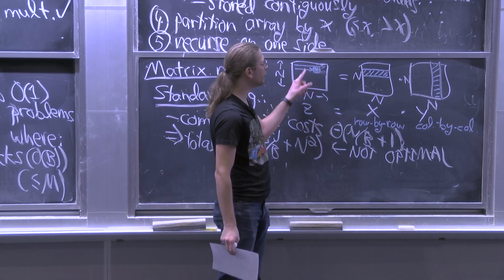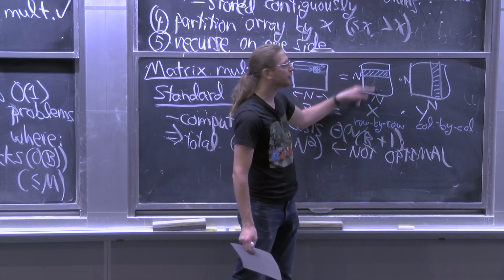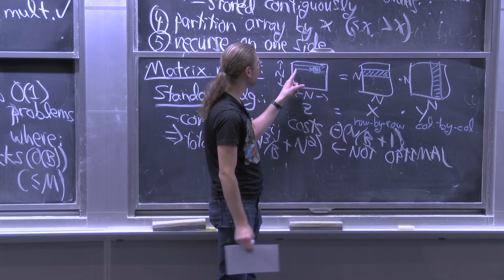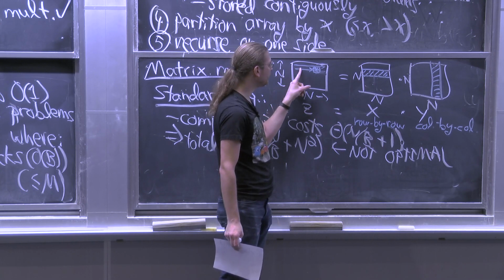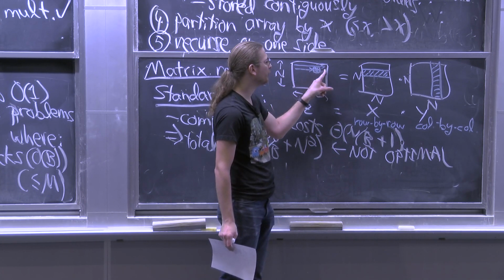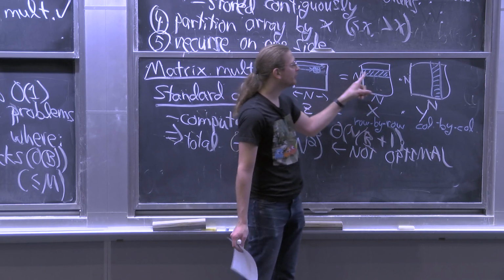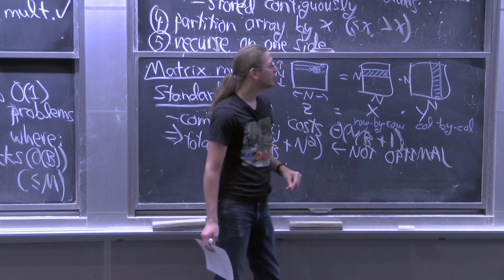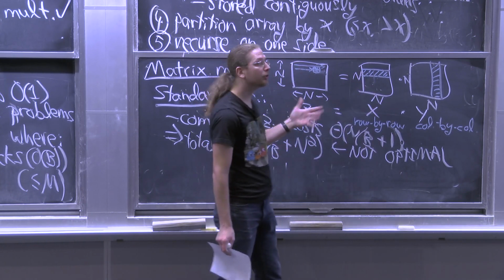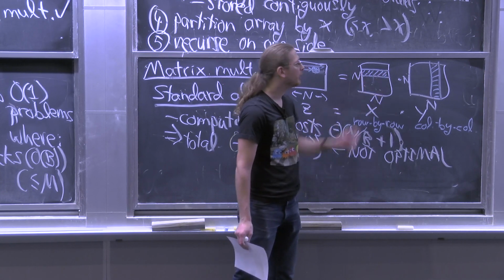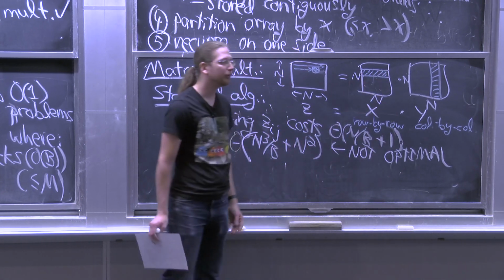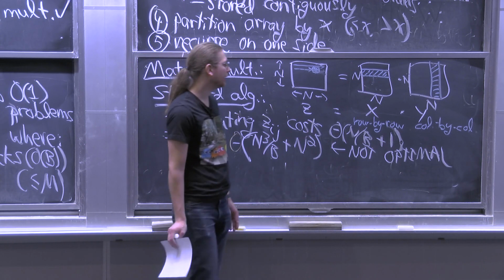Because if you think of the order in which we look at these rows several times, when I compute this cell and this cell and this cell of the Z matrix, or the product matrix, each of them uses the same row of X. So maybe you could reuse that row of X. So that might actually be free, depending on how B and N relate.